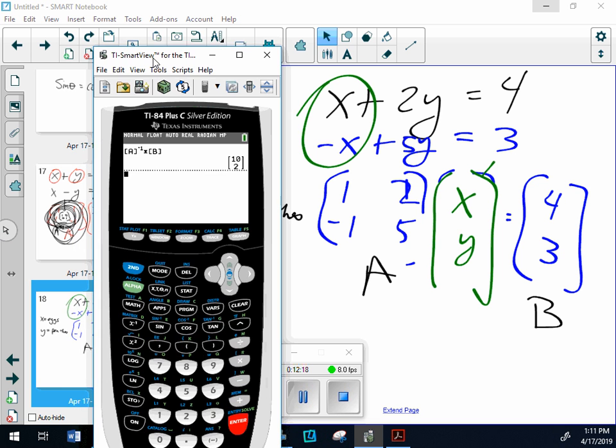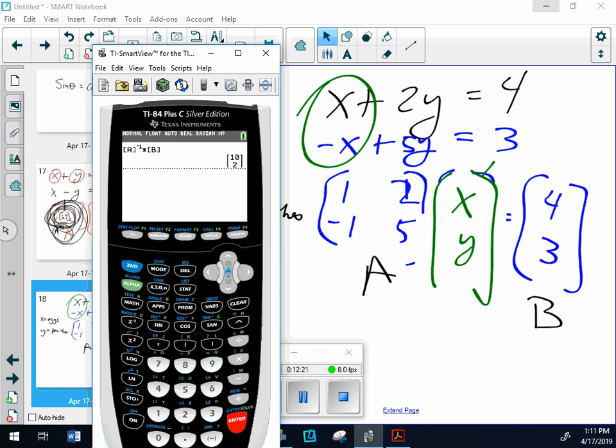All right, so if you're kind of new at this, you're going to watch me put these in. I'm going to go to matrix. I'm going to change my A matrix. So I'm going over to edit. And then I'm going to edit my A matrix to be, it is already a 2 by 2, so that's good. And it should be 1, 2, negative 1, 5. Awesome. Now I'm going to go edit my B matrix. Matrix, edit, B, enter. And it is a 2 by 1. Awesome. And then it is 4 and 3.